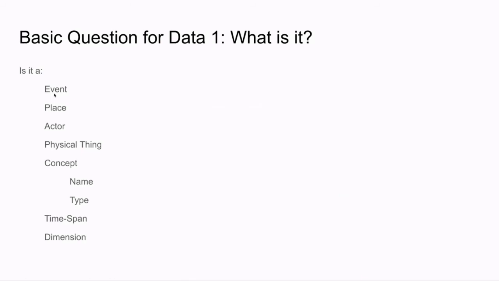And then CIDOC CRM provides you these high-level classes which have specializations, but you just first cut up the world into a basic question of, does this document that I'm going to translate talk about events, as in temporal activities that take place over time? Does it talk about places in the sense of a geographic area somewhere? Does it talk about actors in the sense of people and groups that can do Kantian causal actions in the world? Is it talking about physical things in terms of tables, chairs, cats, and dogs? Is it talking about concepts in terms of ideas? Or is it talking about a time span or a dimension? Don't worry about those last two so much.